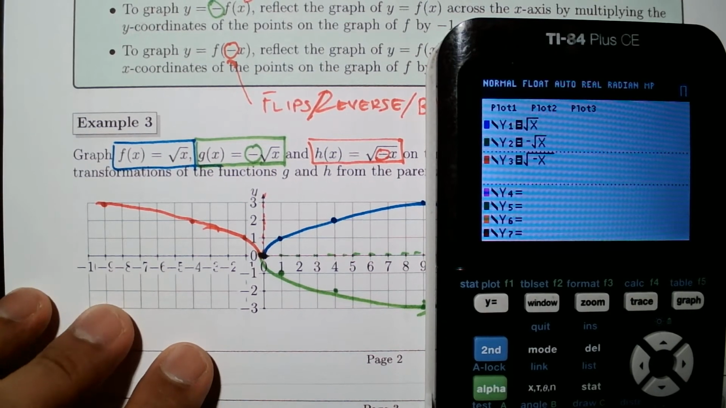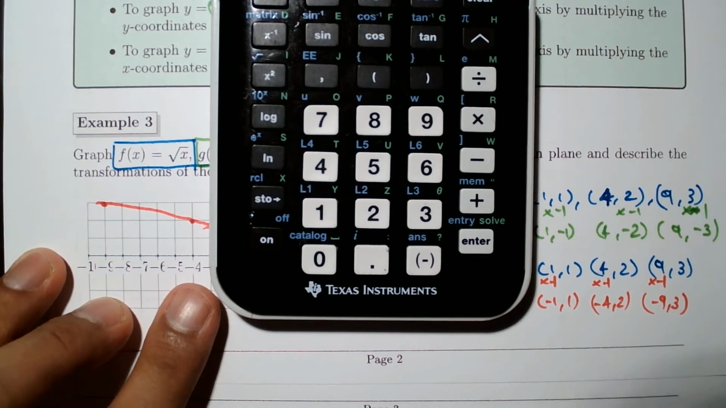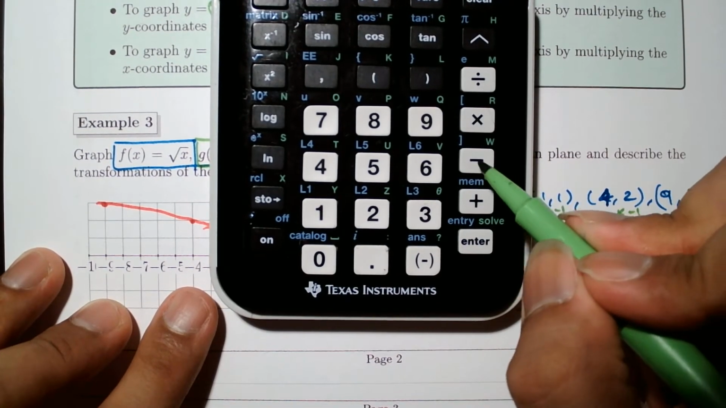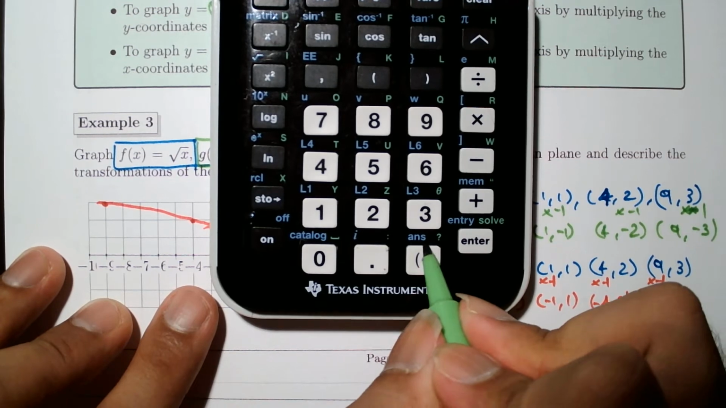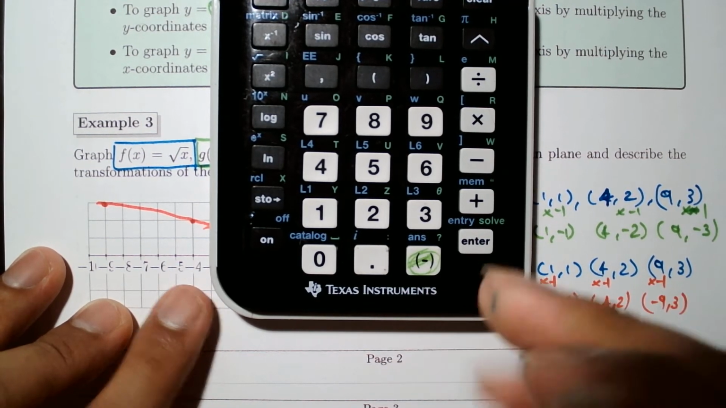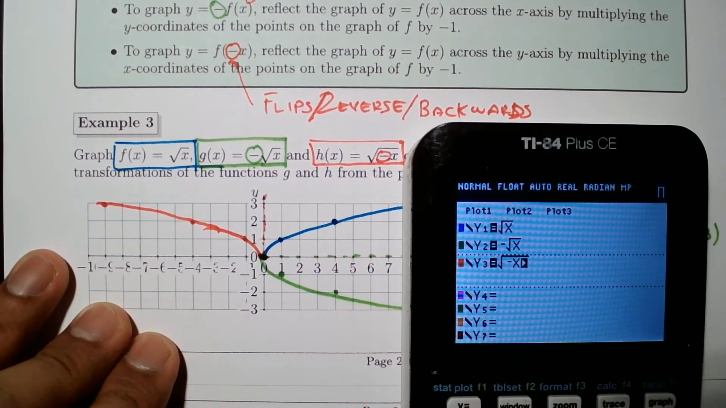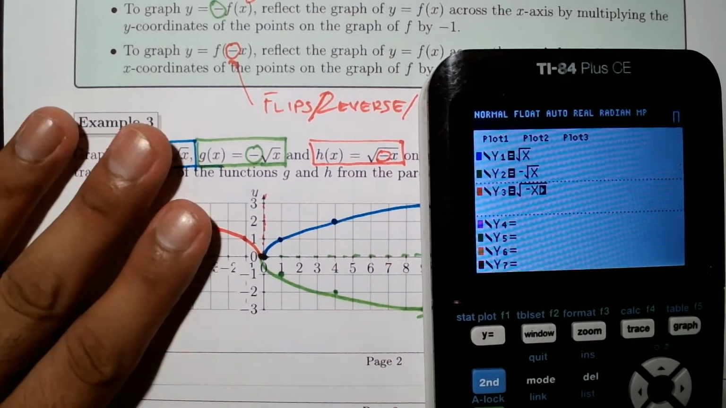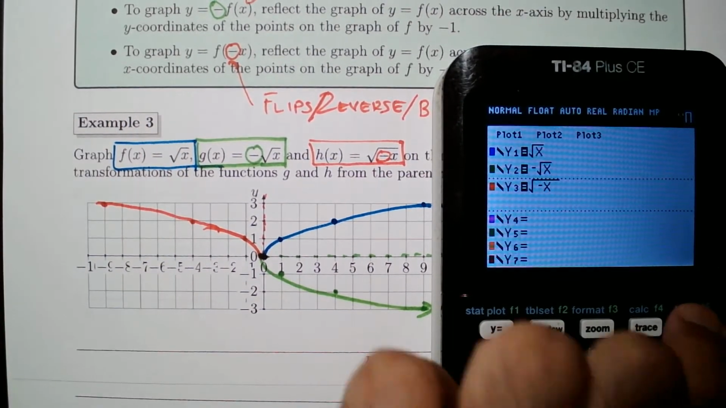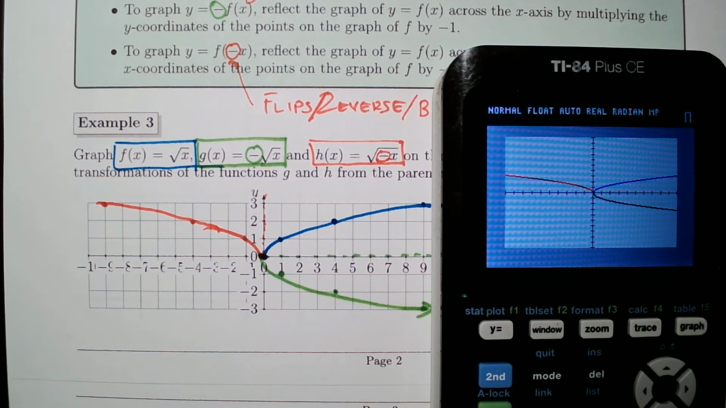Keep in mind that when typing these negative signs, the calculator has two different signs. This is to subtract. This is not the one I'm using. The one that I'm using is this one in parentheses. This is the good one. This one is the one I use here, because if you put the other negative sign, you're gonna get an error. Okay, so let's click on graph. In blue we have the parent graph, and then we have that one in green and the other one in red, exactly as what we did by hand.